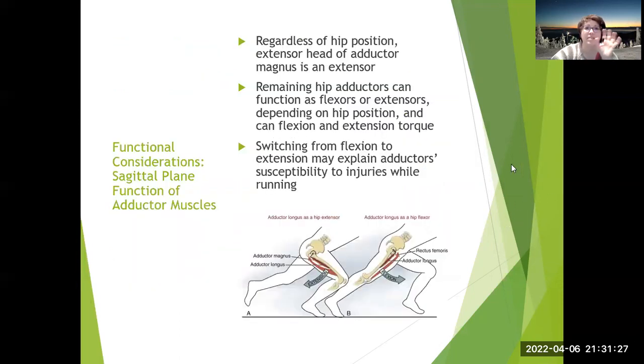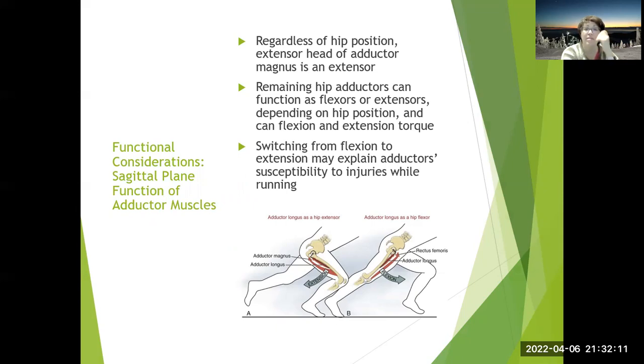So this is more about the same thing though. Regardless of hip position, the extensor head of the adductor magnus is an extensor. It's posterior, so it has a line of pull for extension. The remaining hip adductors can function as flexors or extensors depending on hip position. They can provide flexion torque or extension torque depending on what your hip position is. So switching from flexion to extension during running and jumping may explain the adductor susceptibility to injuries when running. That's why a groin pull is a really common injury with running.